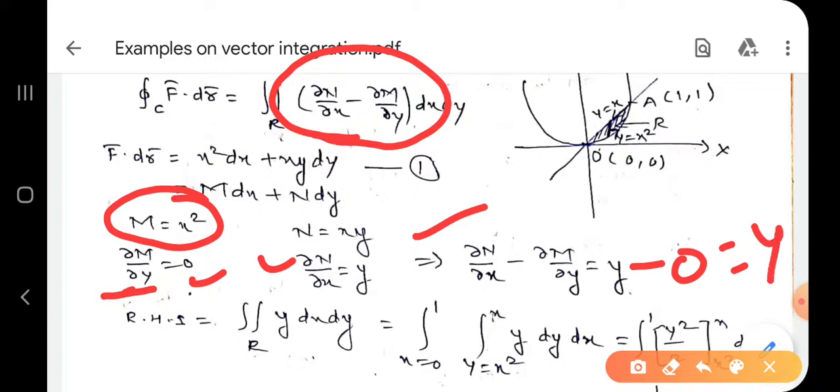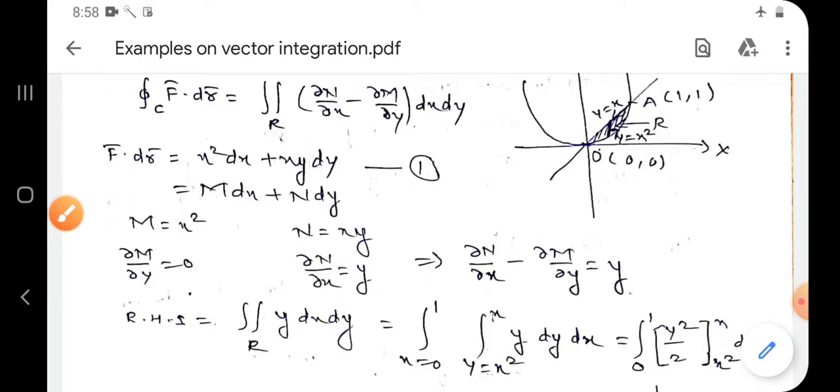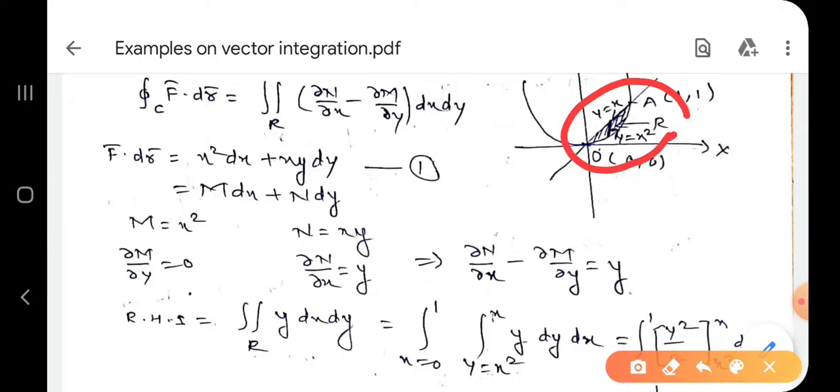So we will solve the RHS first. RHS is equal to the double integration over R of (dou N by dou x minus dou M by dou y) dx dy. Put here dou N by dou x minus dou M by dou y as y. So I get y dx dy. Now the important point is the limits. How do we find the limits of this integration? Here I will tell you. I just draw this small part separately, only that much part I am going to draw here, this one.